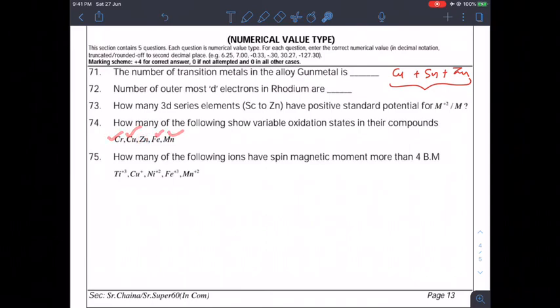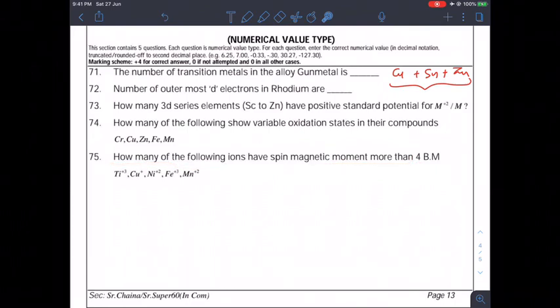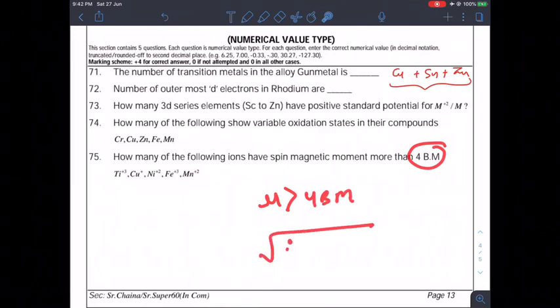Now, how many of the following ions have spin magnetic moment more than 4 Bohr magneton? For mu to be greater than 4 Bohr magneton, you need to understand that under the root at least 4 into 4 plus 2 value will come. That means the number of unpaired electrons must be greater than or equal to 4. So in which case do we have 4 unpaired electrons?